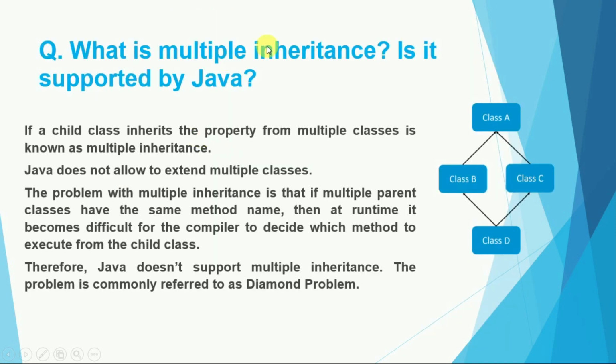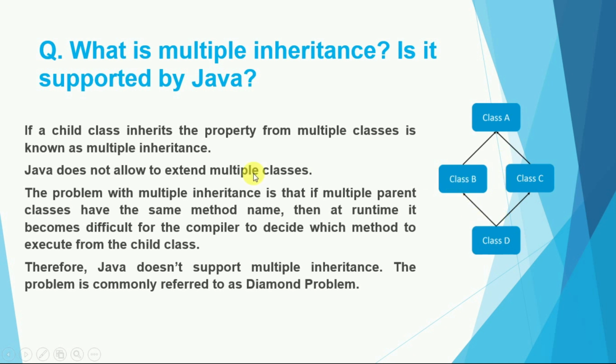So we already discussed different types of inheritance. So what is multiple inheritance, and is it supported by Java or not? So I already discussed this. We already discussed what the different types of inheritance are, and there is also another type of inheritance which is multiple inheritance, which is not supported by Java. So if a child class inherits the properties of multiple classes, it is known as multiple inheritance.